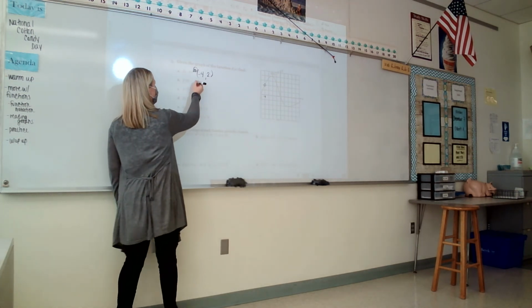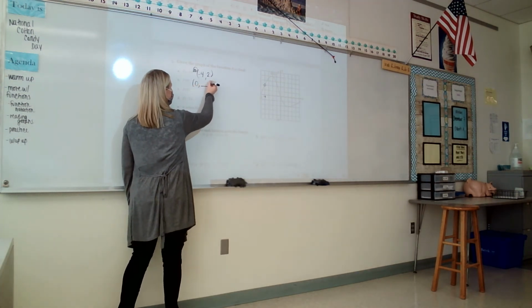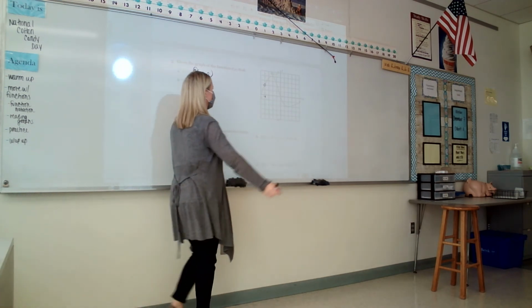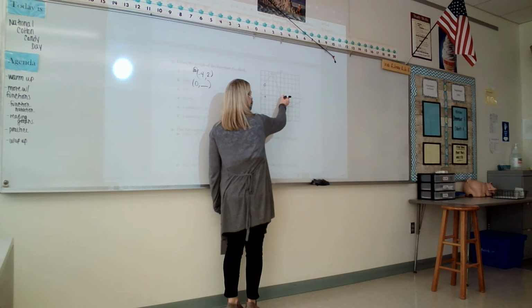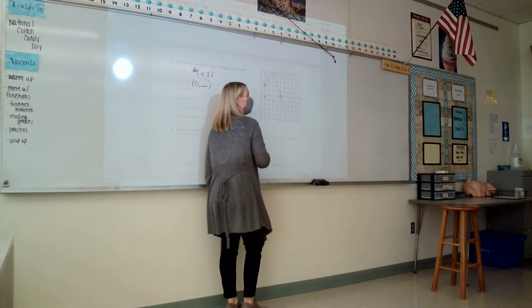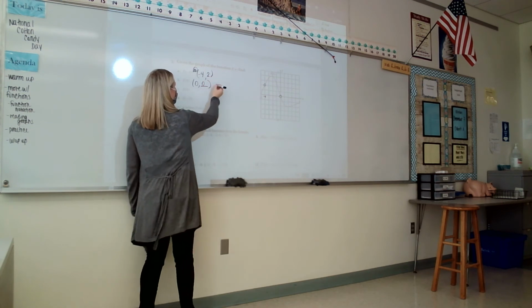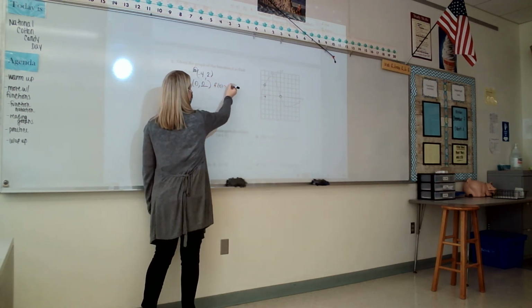So f of 0, that's the point 0, comma what? What is my answer? So go to 0. That's just the origin. Where does it hit the graph? It hits the graph right there at the origin. And that's the point 0, comma 0. So f of 0 equals 0.